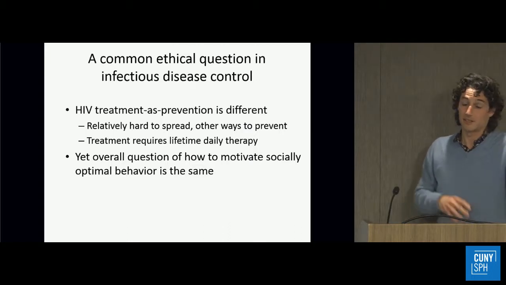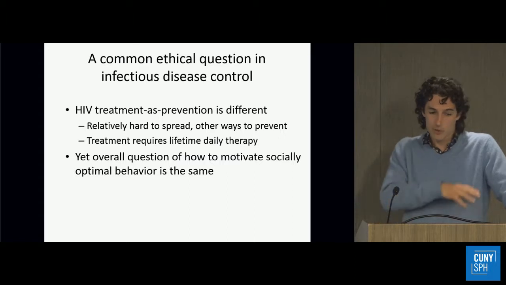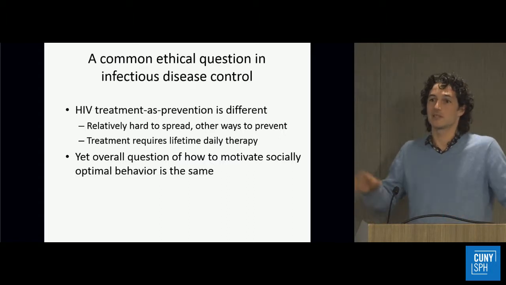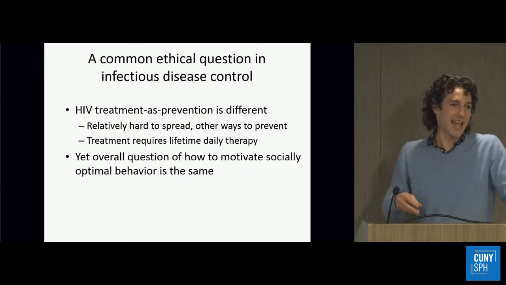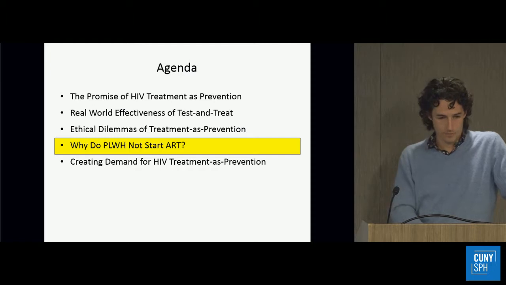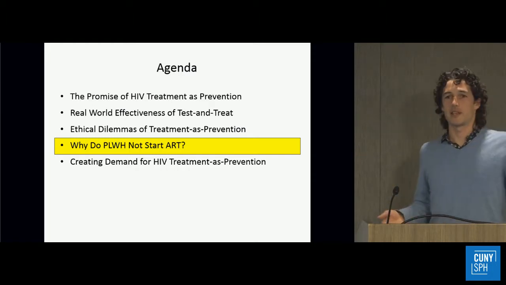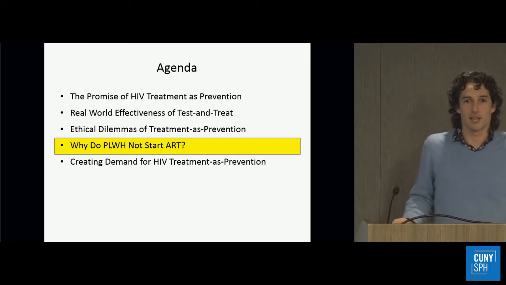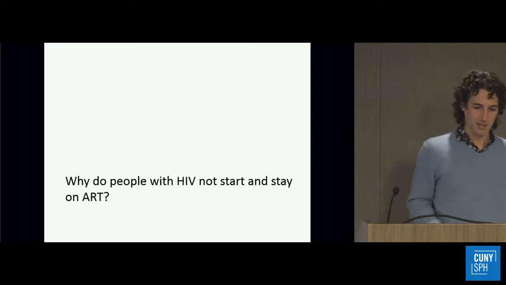HIV treatment prevention is different, right? It's relatively hard to spread. There are other ways to prevent it. Treatment requires lifetime therapy. It's not just a flu shot. Many things are different, but the fundamental question and the ethical question is actually the same. So why are we talking about this anyway? Why don't people living with HIV just start treatment like the global HIV community thinks that they should?